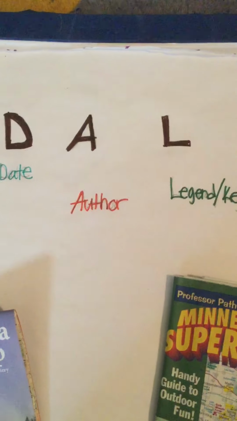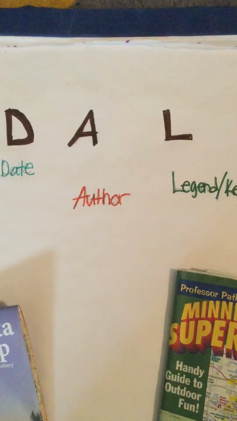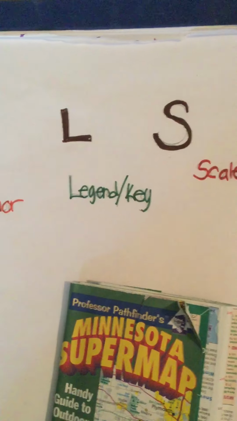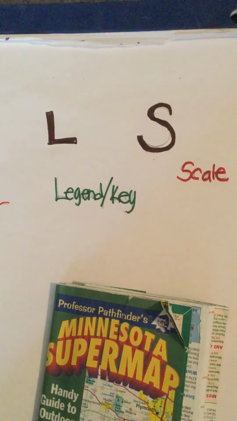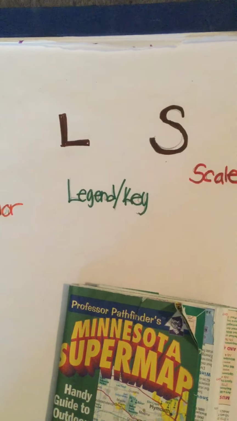The author is who wrote the map, who made the map, who drew it, who created it. L is legend, or I also call it a key, where that kind of tells you a little bit about what the map is and how to read it. And the scale is so that you know things like how big things are, because you certainly can't fit all the real information onto a map, right?